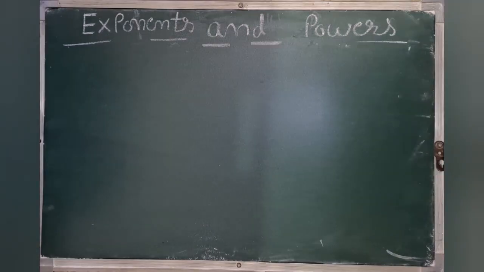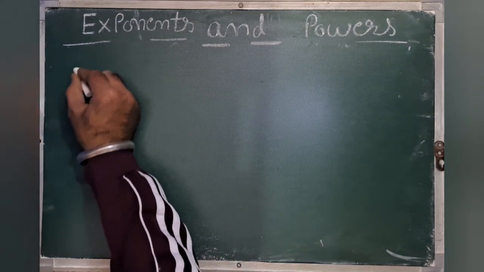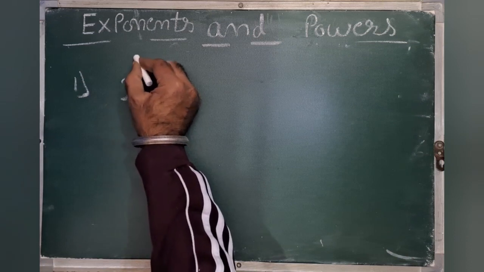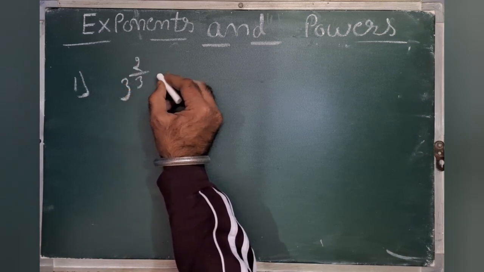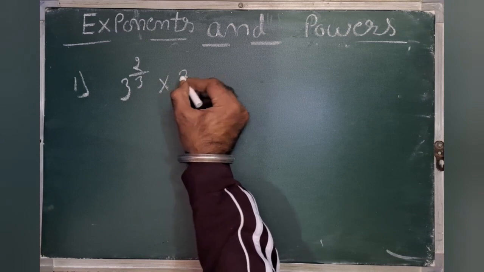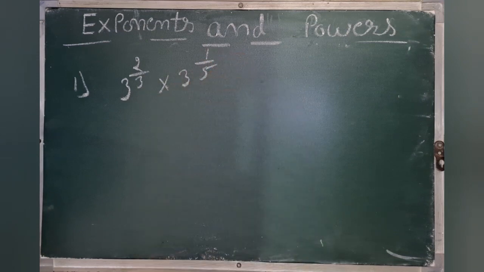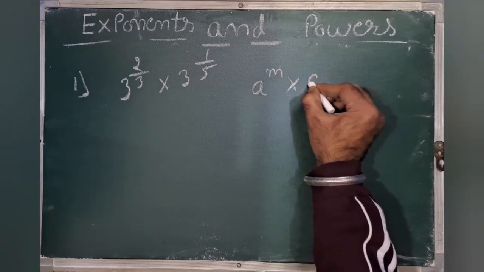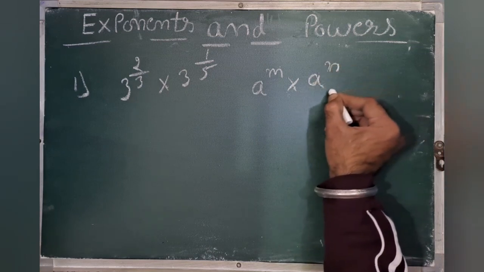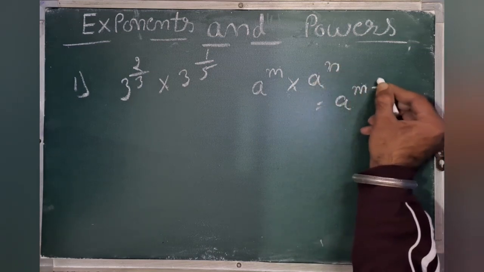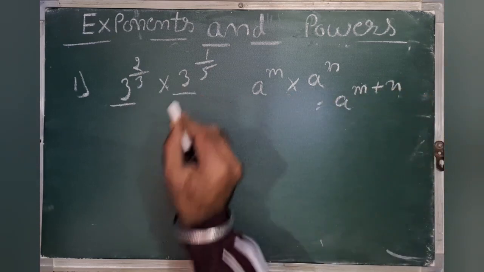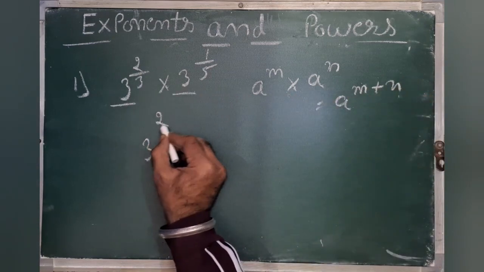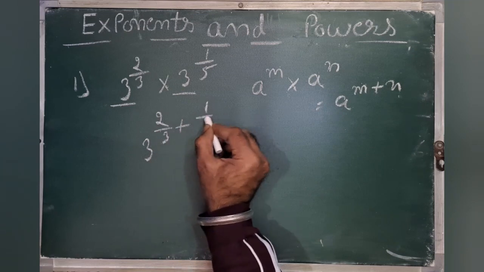So in this video we'll do more examples, like if I take 3 power 2 by 3 and multiply 3 power 1 by 5. In this, what do we do? Again, this is a power m multiply a power n. That means a power m plus n, because the base is same. So 3 power 2 by 3 plus 1 by 5.